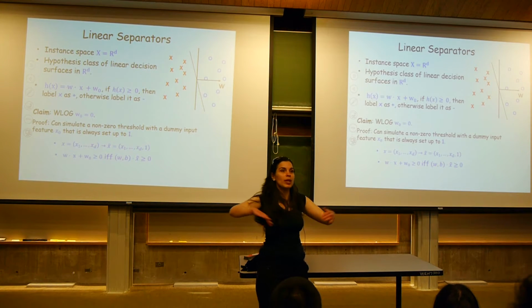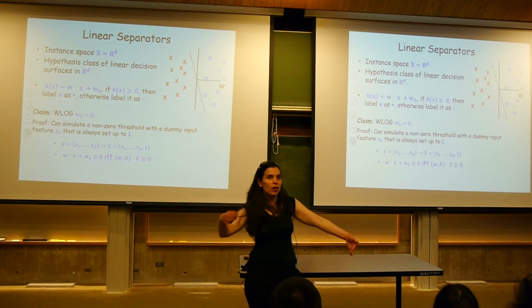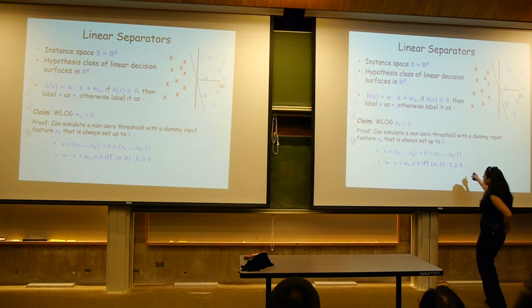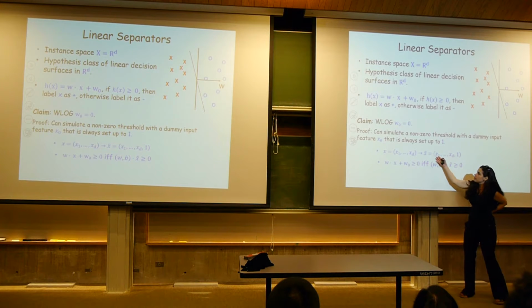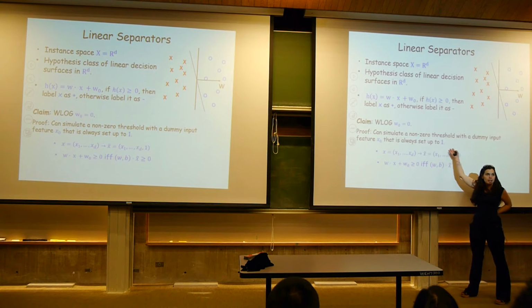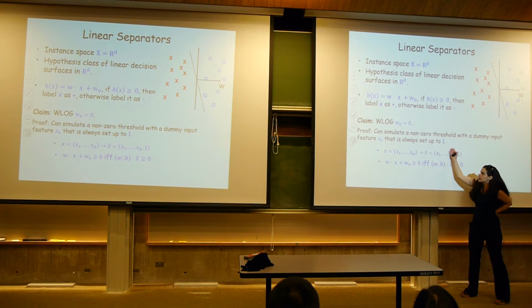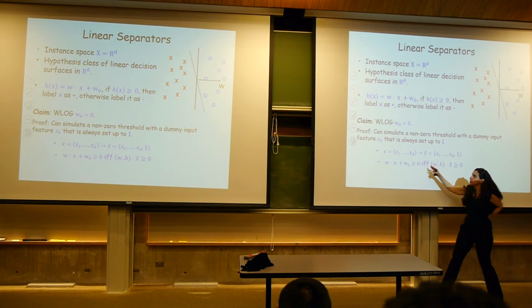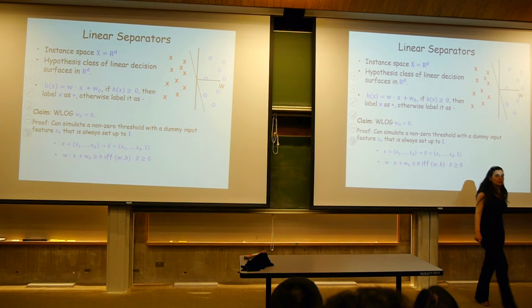I can put it into a d plus one dimensional space by adding a dummy feature that is always set to 1. And then I can argue that if the data is linearly separable by a separator that goes through the origin of this feature space, then it is linearly separable in the original space, and vice versa.